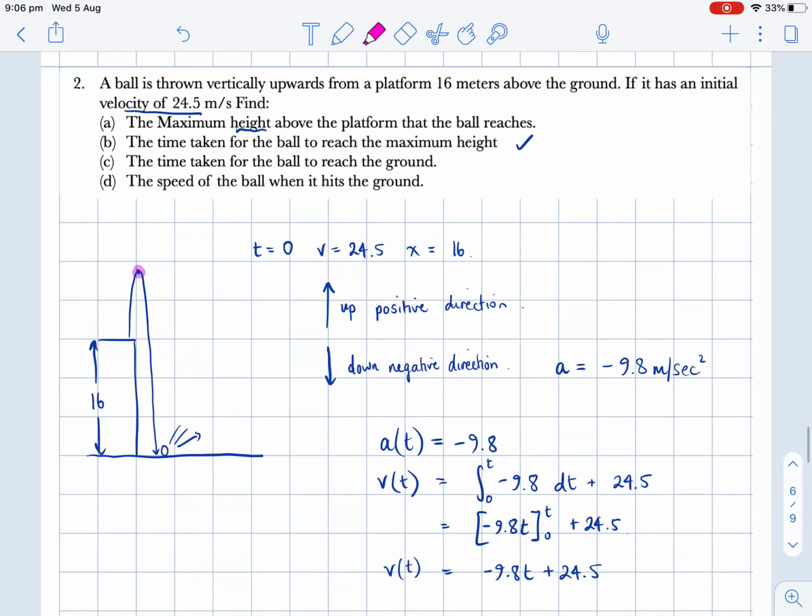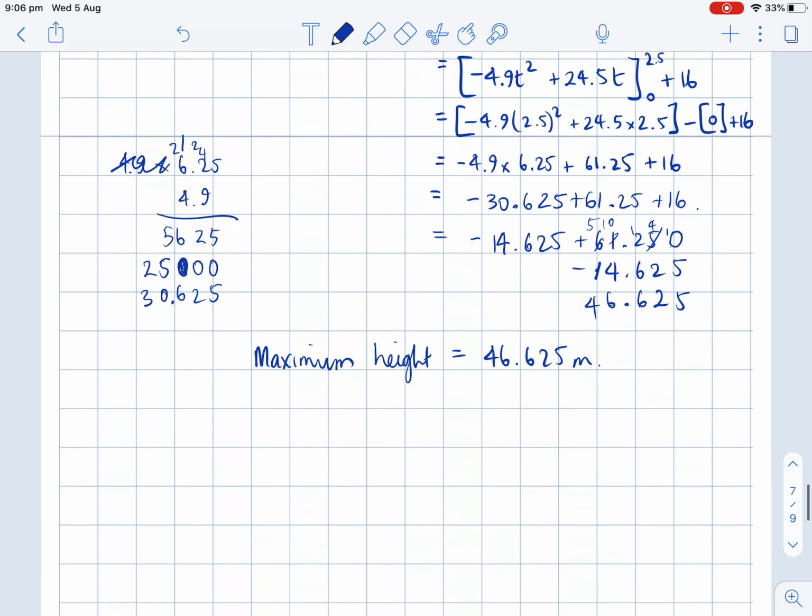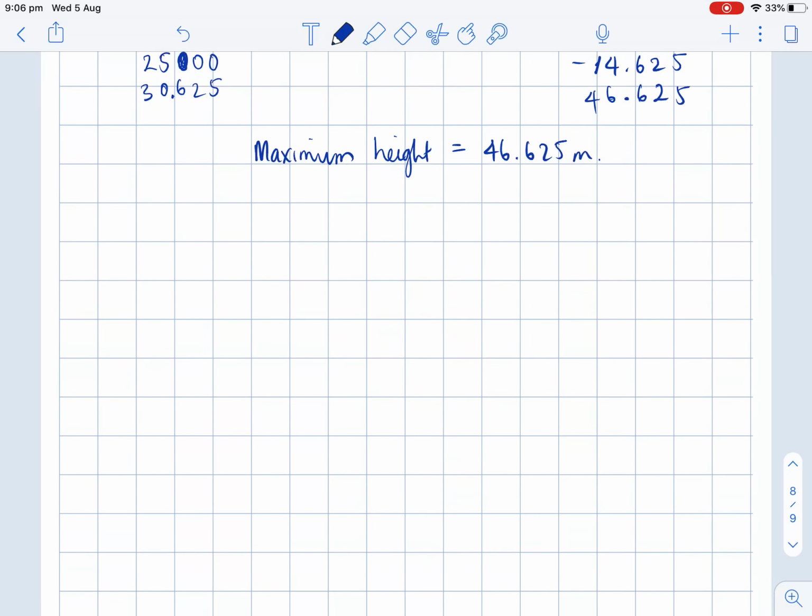Okay, part C, the time taken for the ball to reach the ground. So we want to find out when the height is 0. So find when h, well, it is h I guess, but in our case we're talking about displacement. We want to know when displacement is equal to 0.